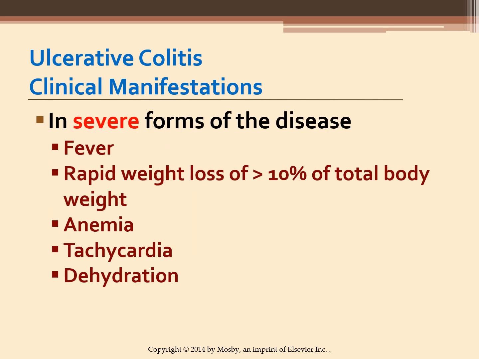In the severe form of the disease, you're going to see fever and rapid weight loss of greater than 10% of total body weight. You're going to see anemia due to the bloody stools, tachycardia, and dehydration. This is really the severe form, and not a lot of people get that. So these people can be borderline, like are they Crohn's or are they ulcerative colitis? It really takes getting a scope and finding the diseased bowel's location to diagnose.